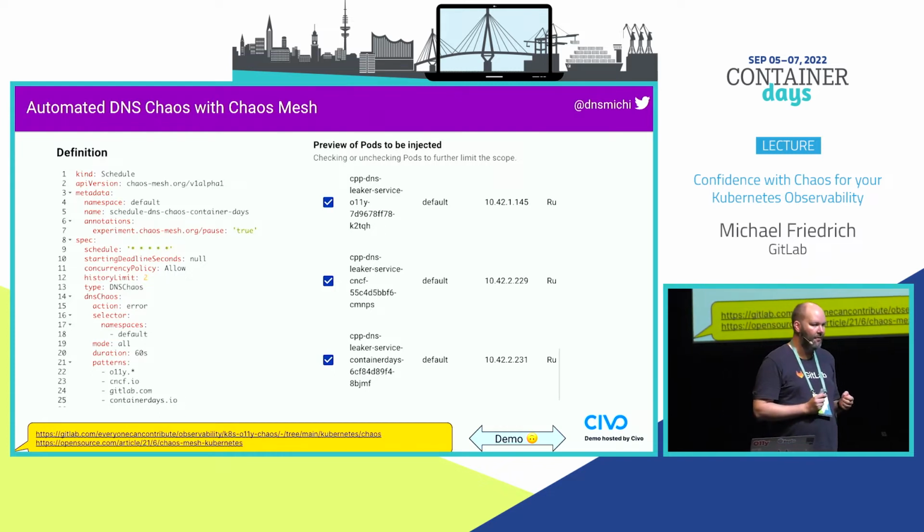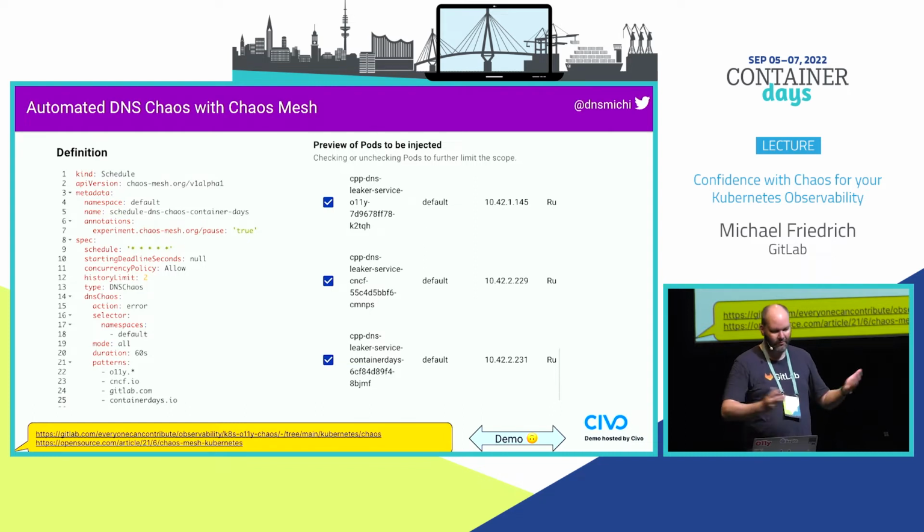So with Chaos Mesh, you can automate this kind of DNS failure and choose the type DNS chaos for that experiment, and the action should be error. You can also choose random, which provides some random IP addresses as a response and see what's happening. The other thing is you can use selectors for namespaces and labels, of course, and the patterns. So in this example, I'm checking specifically for O11y whatever, and also for ContainerDays.